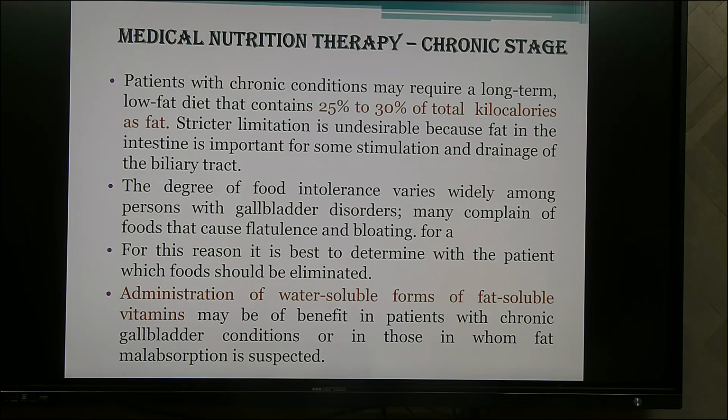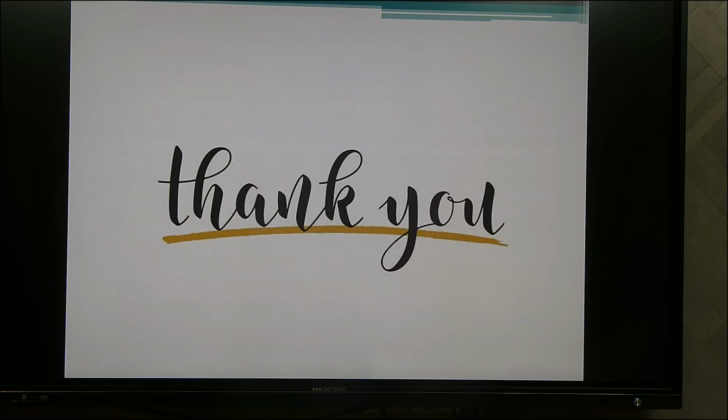In a chronic stage, patients with a chronic condition may require a long-term low-fat diet that contains 25% to 30% of total calories as fat, and administration of water-soluble forms of fat-soluble vitamins may be beneficial in patients with chronic gallbladder conditions or in those in whom fat malabsorption is suspected.